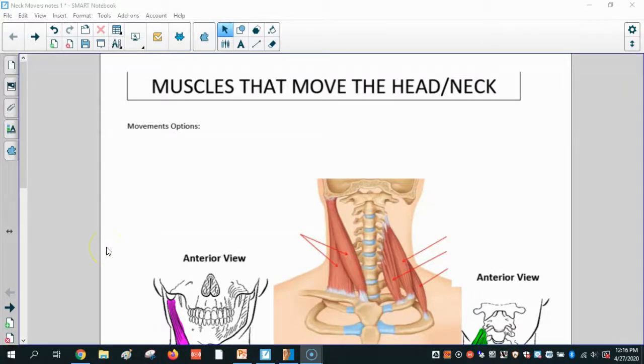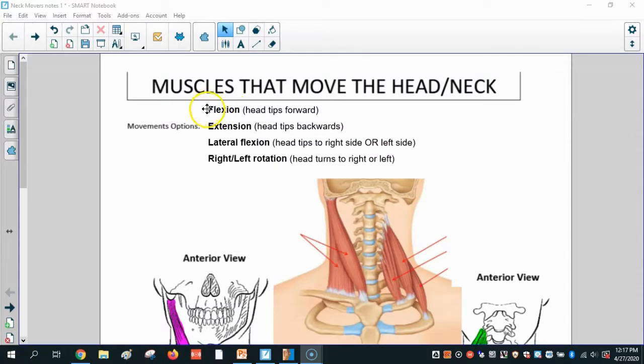Hello students, today's video lecture is going to be on the muscles that move the head and neck. The first thing that we want to do is come up with our 4 movement options because we know that some of the vocabulary we've learned previously doesn't apply to the head or the neck. So that's our first task. Let's brainstorm the 4 ways that we can move the head and the neck.